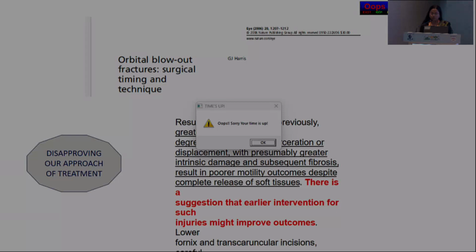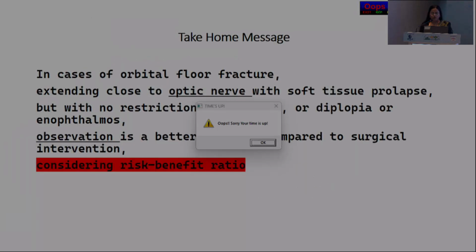There are articles which disapprove of our approach, and so the take-home message is, in cases of orbital floor fracture extending close to the optic nerve with soft tissue prolapse but with no restriction of motility or diplopia and mild enophthalmos less than 2 mm, observation is a better approach compared to surgical intervention, considering the risk-benefit ratio. Thank you.